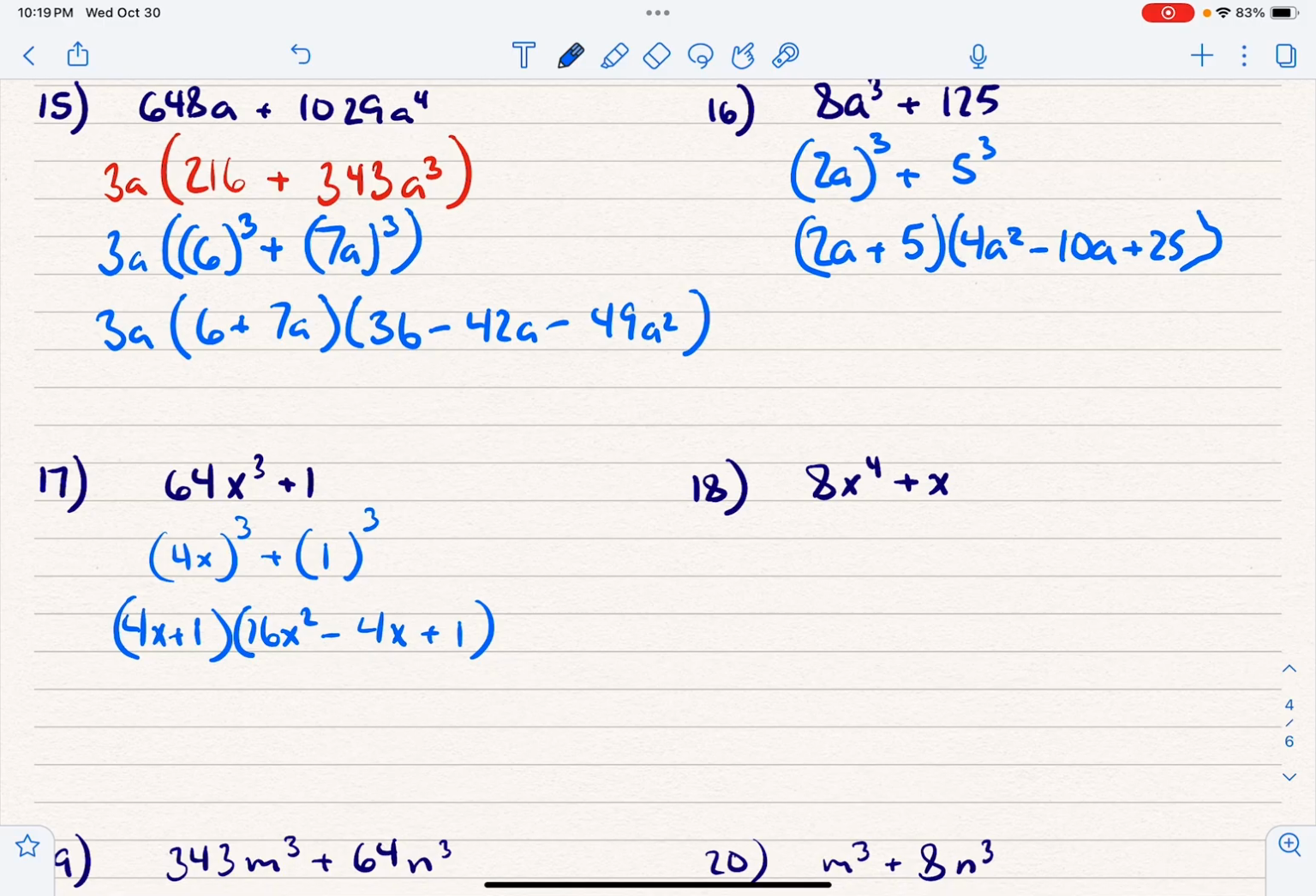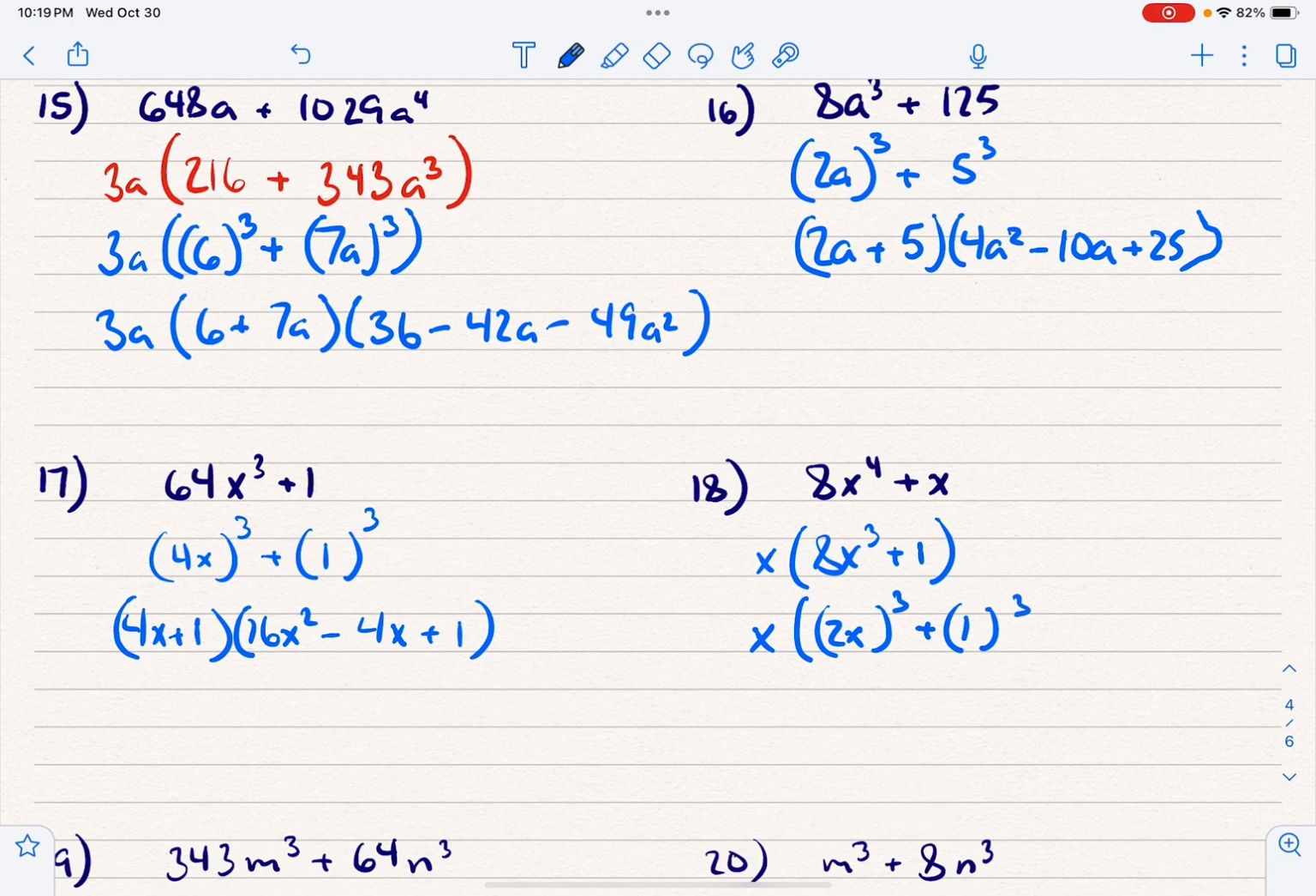Okay, this next one we can take an x out, which leaves me with 8x to the third power plus 1, very similar to the last problem. Keep that x out and go, this is 2x cubed, and this is 1 cubed. So then I have x times 2x plus 1 times 2x squared, which is 4x squared, 2x times 1 is 2x, and 1 squared is 1.